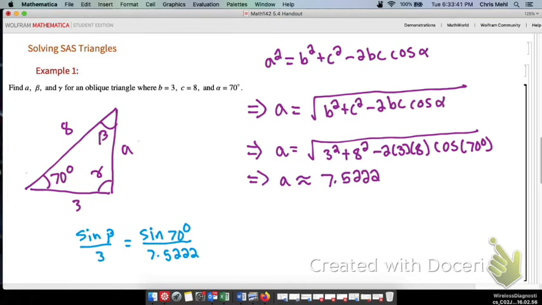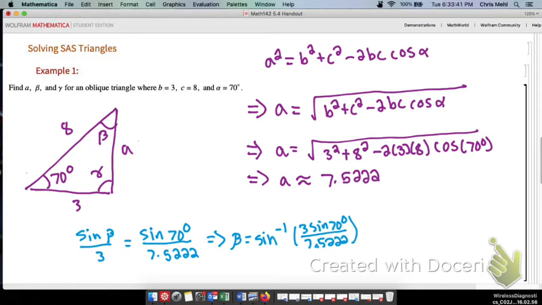So in order to minimize rounding error, if you have to round all of your values to 2 decimal places, round any intermediate values to at least 2 more to avoid those rounding errors. Now beta, you can multiply both sides by 3 and then take arcsine of both sides. Beta will be sine inverse of 3 sine 70 divided by 7.5222. Now, I can round this to 2 decimal places because once we know this angle, we can find the third by doing 180 degrees minus the previous 2.